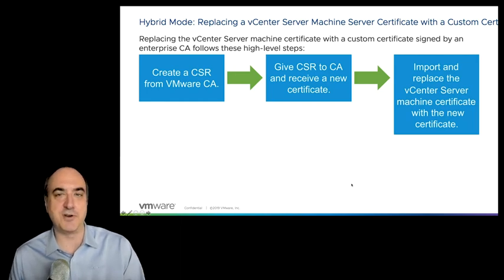Create the certificate signing request on the VMCA. That actually generates a file with a CSR extension. You take that file, open up the contents. It's base64 encoded. You copy the contents into your enterprise CA, who will then use that to issue a new certificate, which you can then download and then import into your vCenter system, or into the VMCA effectively.